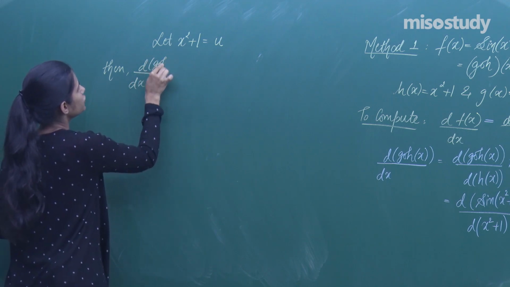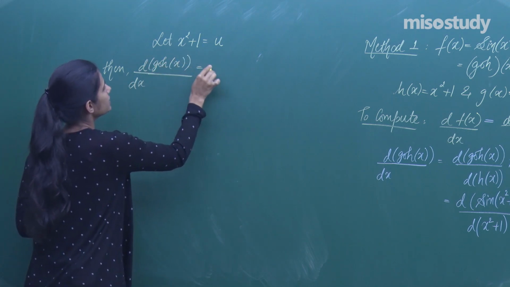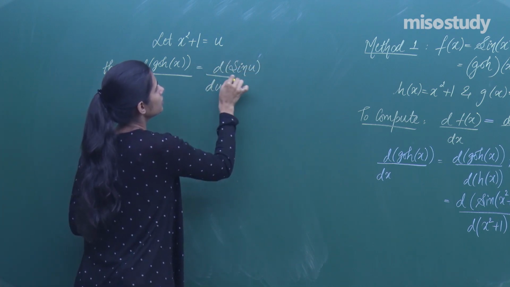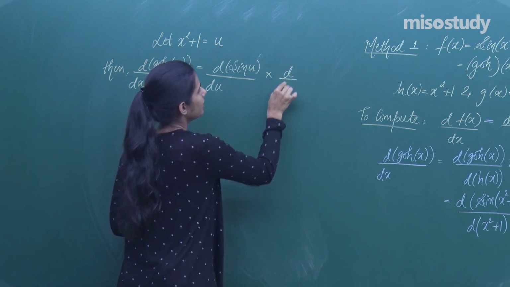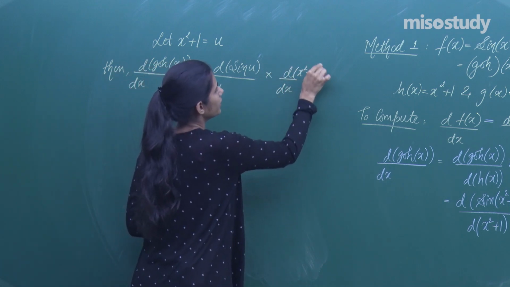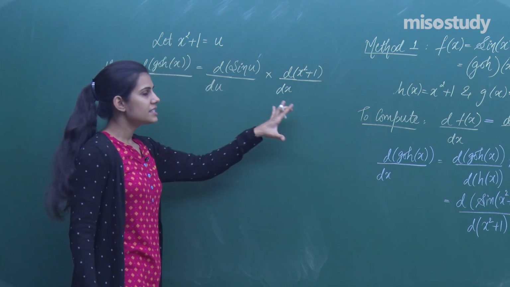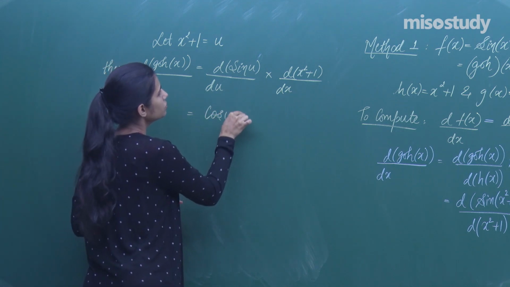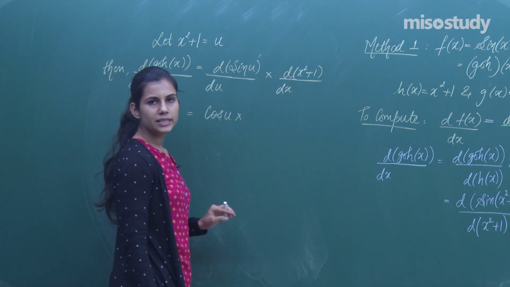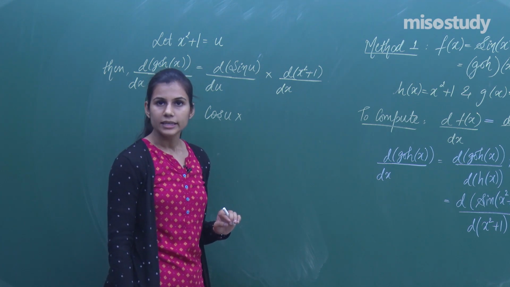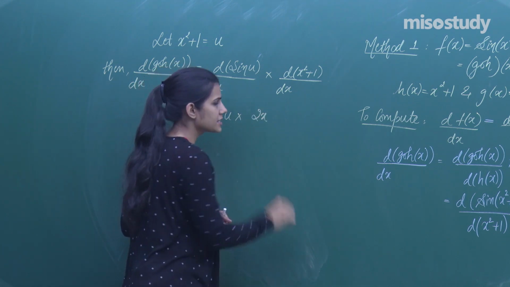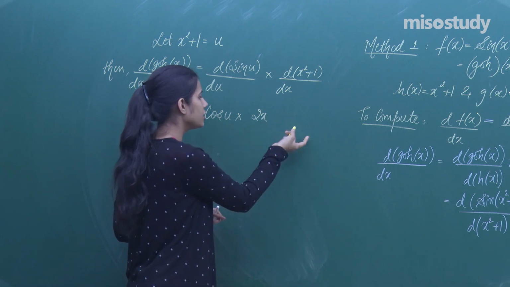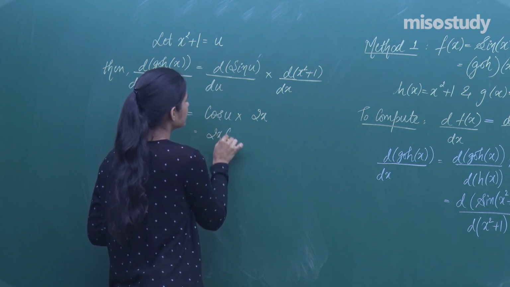d by dx of g of h of x is equal to d by du of sine u multiplied by d by dx of x square plus 1. Aren't these utter easy differentiations? d by du of sine u is cos u. d by dx of x square plus 1 is d by dx of x square plus d by dx of 1. d by dx of x square is 2x plus d by dx of 1. The differentiation of a constant function is 0. So 2x plus 0 is just 2x. You have 2x into cos u.